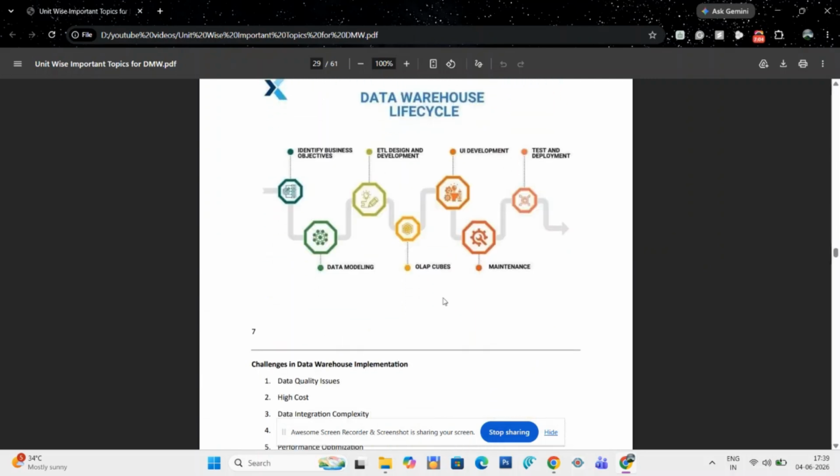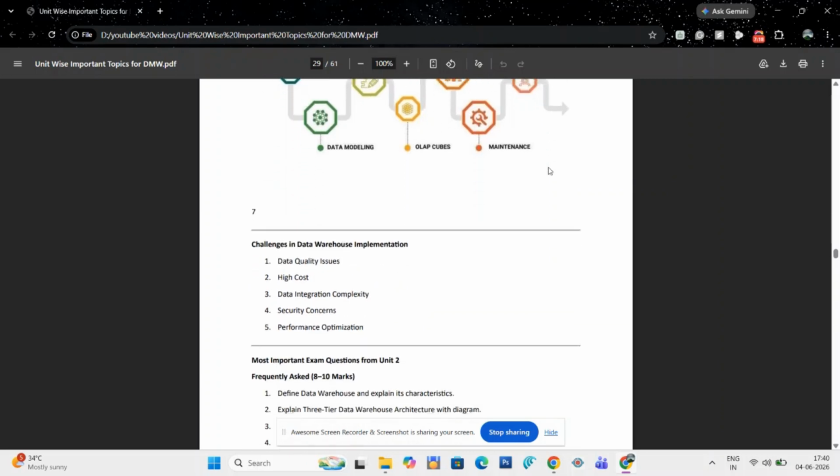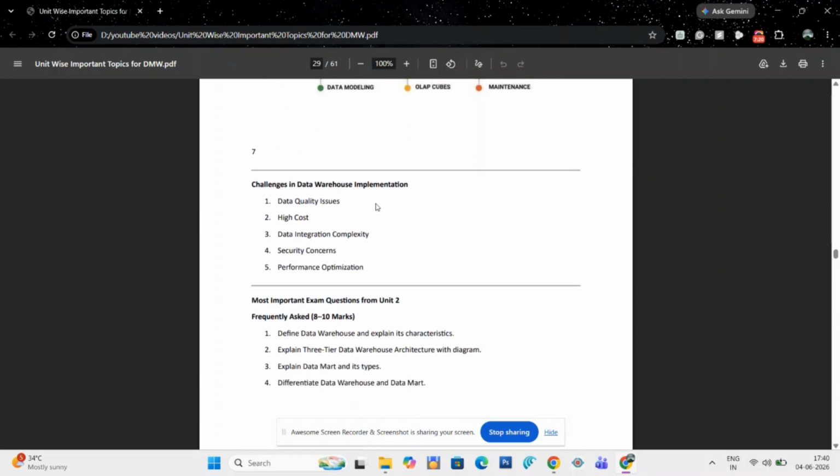And this is the data warehouse life cycle, in which we identify business objectives, data modeling, ETL design and development, OLAP cubes, UI development, maintenance, and test and deployment. The challenges in data warehouse implementation are data quality issues, high cost, data integration complexity, security concerns, and performance optimization.